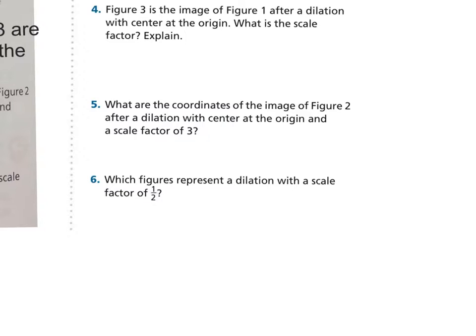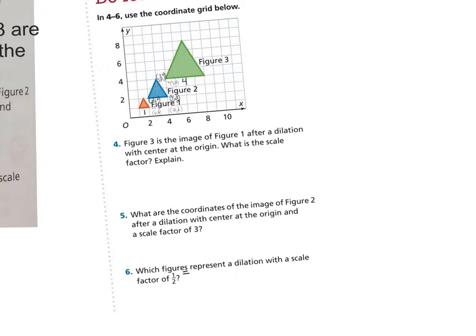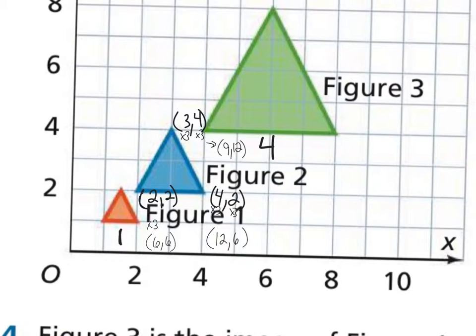Now if we look at number 6, which figures represent a dilation with a scale factor of 1/2? Notice the word figures. We could have more than one set here that works, potentially. And again, since we have a straight side at the bottom, you can just look at the side lengths. So we already talked about the 1 and the 4. The other one, the base of this blue triangle, has a length of 2. So we can think about which one is half of the other size.